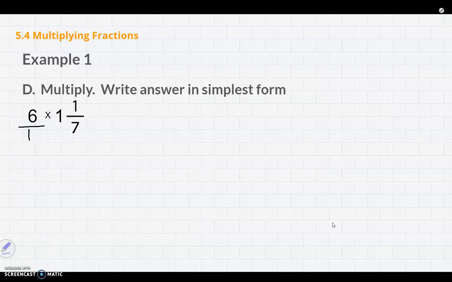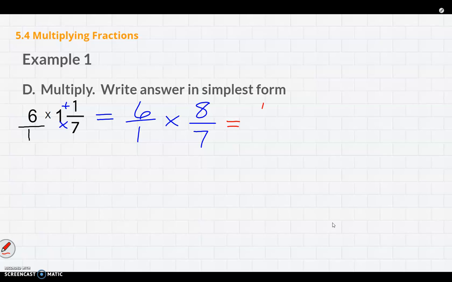So you can put any whole number over 1 and it doesn't change the value. But I do see I have a mixed number here, so I need to convert that to a fraction as well. So 7 times 1, and then we'll add on the 1. So I'm going to do a little rewriting. I've got 6 over 1 times 7 times 1 is 7, plus 1 is 8, and again, I'll keep that denominator of 7. I should look for some cross-reducing if that's possible to do. And 6 and 7 are not divisible by the same number. And then I've got 8 and 1 also cannot cross-reduce those.